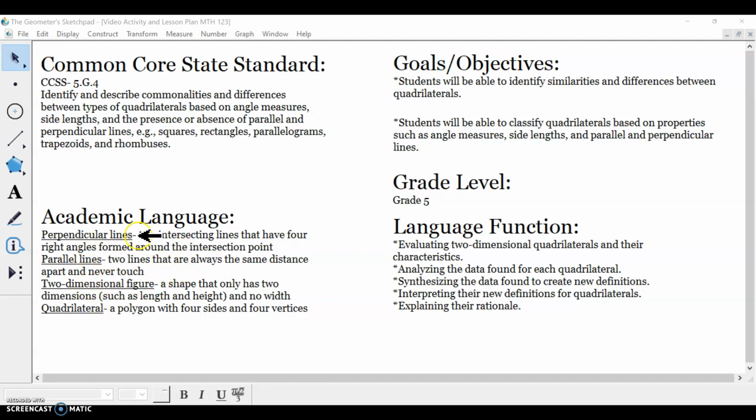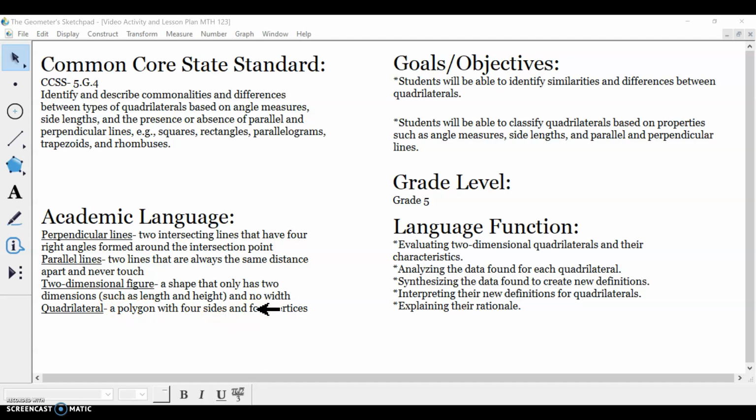quadrilaterals. A perpendicular line is two intersecting lines that have four right angles formed around the intersection point. So we can point out perpendicular lines by looking at whether an angle is 90 degrees. Parallel lines are two lines that are always the same distance apart and never touch. A two-dimensional figure is a shape that only has two dimensions, length and height, and no width. And finally, a quadrilateral is a polygon with four sides and four vertices.